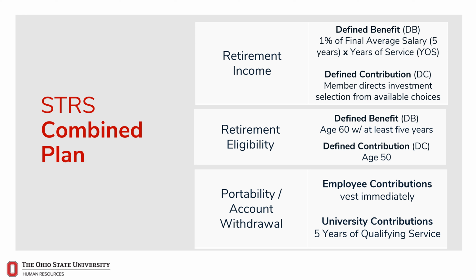Any withdrawals before age 50 must include both the DB and DC portions of the account. At age 50 or later, you may receive distributions on the defined contribution portion and leave the defined benefit portion to fund a retirement at age 60 with at least 5 years of service credit.